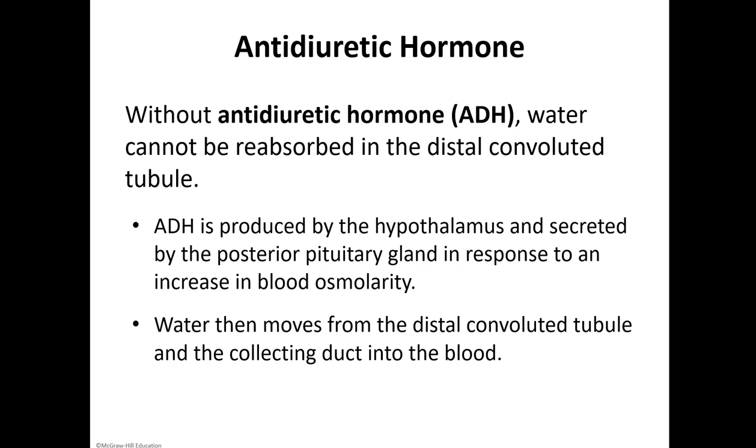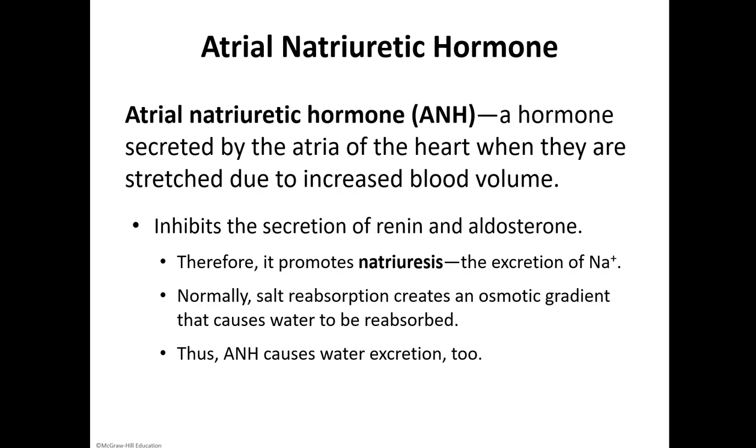Antidiuretic hormone is produced by the hypothalamus and secreted by the posterior pituitary gland in response to low water intake. Water then follows from the distal convoluted tubule and collecting duct into the blood. Atrial natriuretic peptide, or atrial natriuretic hormone, is secreted by the atria of the heart when the cardiac cells are overstretched. This promotes the opposite: excretion of sodium ions, which causes more water excretion.